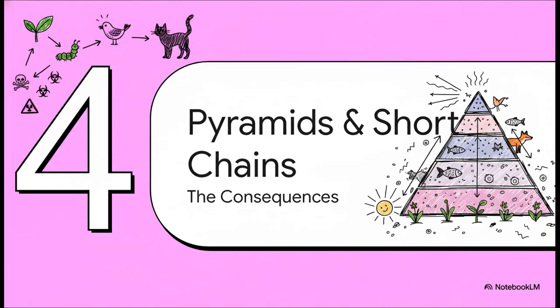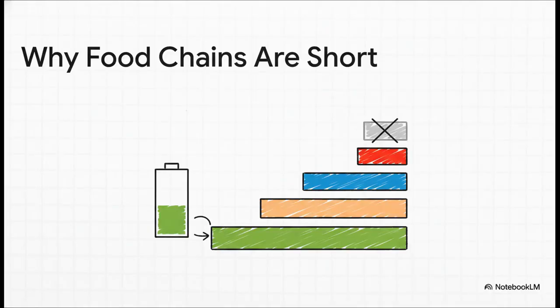So this massive, constant loss of energy isn't just some neat little piece of trivia. It has huge, profound consequences. It's the reason why ecosystems have that classic pyramid shape, and it's also the reason why food chains are almost always really, really short.